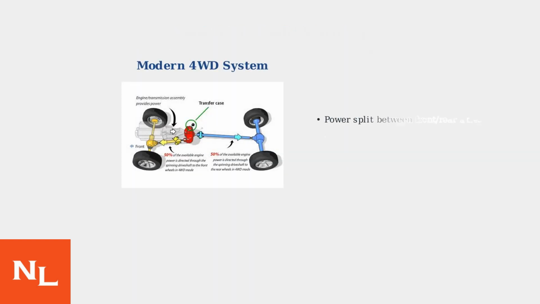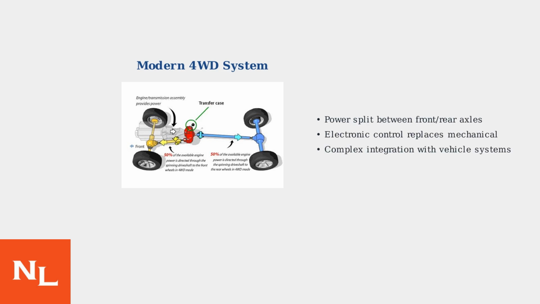The Ford 4WD fault warning has become increasingly common across multiple Ford vehicle models, particularly affecting F-150, Explorer, Expedition, and Bronco vehicles from 2009 to 2024. Modern Ford 4WD systems have evolved from simple mechanical systems to complex electronic networks. The system splits engine power between front and rear axles, but now relies heavily on electronic control modules for operation.